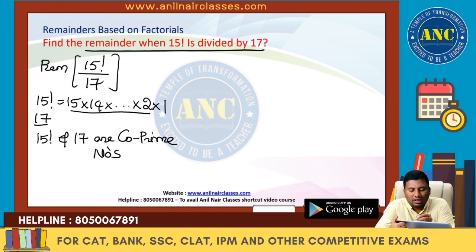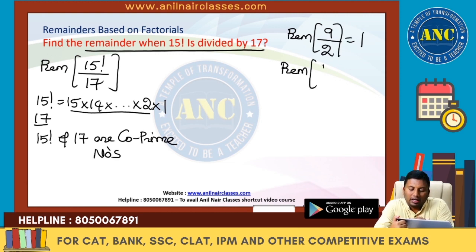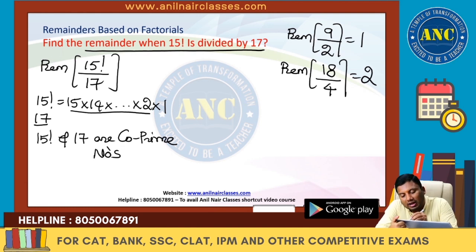Now if you see, remainder when 9 is divided by 2: 2 fours are 8, remainder 1. Remainder when 18 is divided by 4: 4 fours are 16, what is the remainder? 2. Here 9 and 2 are coprime to each other, I got a remainder 1. 18 and 4 are not coprime to each other, the remainder is getting affected.